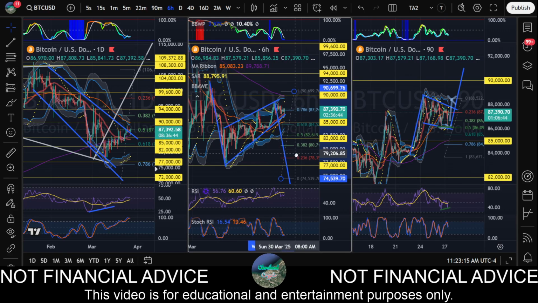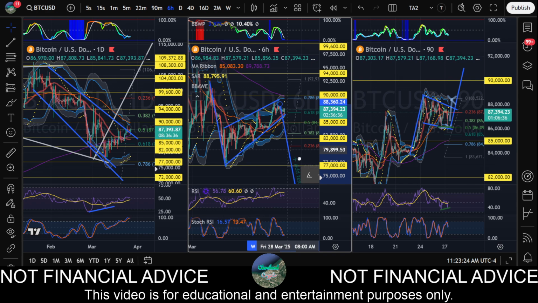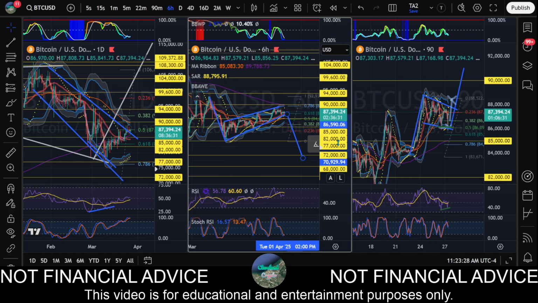We could bring the, oopsies. We could bring the measured move. We could move this out too. There we go. And we can bring the measured move to the bottom of the trend line. That would bring it down to about 71,000.